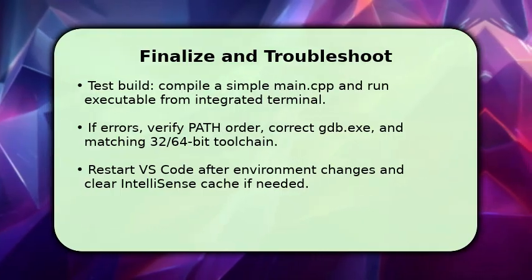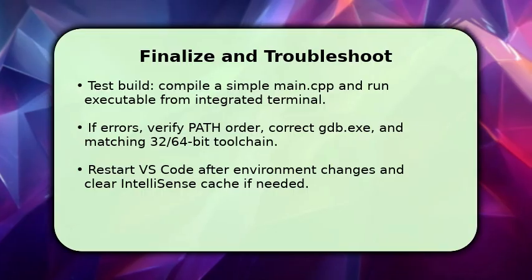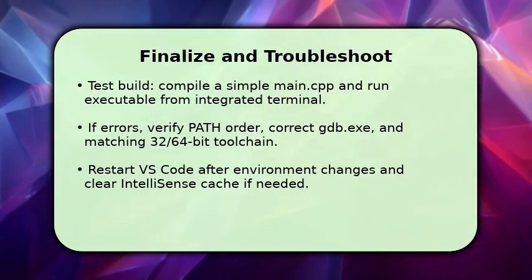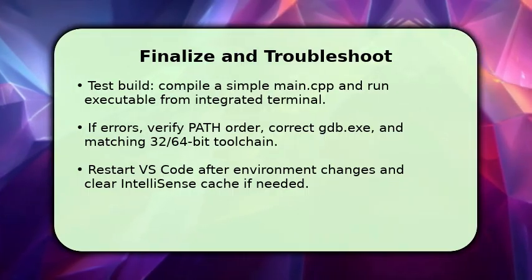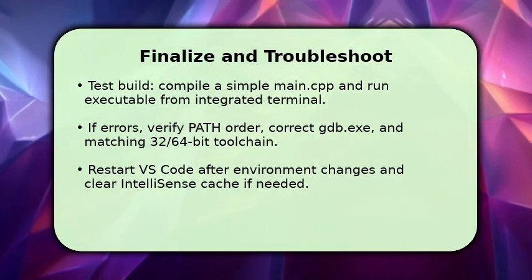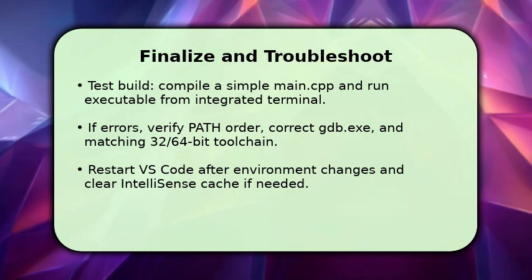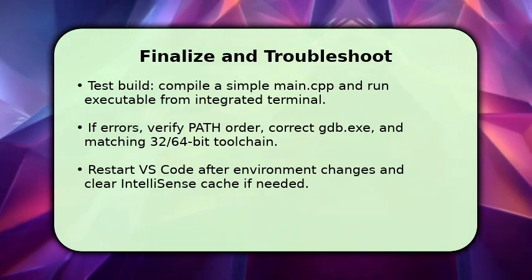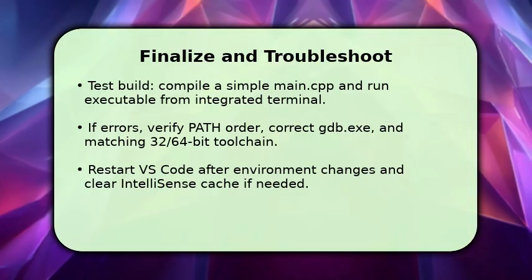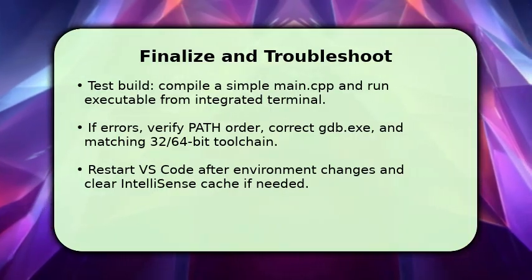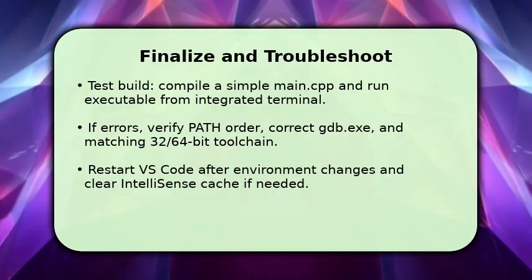PATH might point to another GCC, miDebuggerPath could be wrong, or you may have mixed 32-bit and 64-bit binaries. Restart VS Code after editing environment variables and reload the window to refresh IntelliSense. If debugging still fails, regenerate the launch and tasks files and ensure the compiler and debugger versions match to avoid subtle incompatibilities.